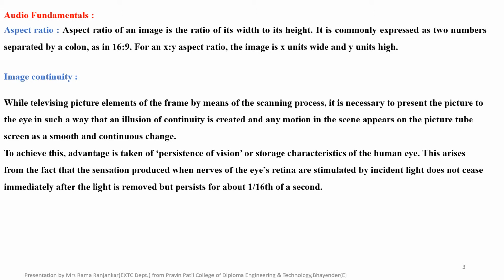Image continuity. While televising the picture elements of the frame by means of the scanning process, it is necessary to present the picture to the eye in such a way that an illusion of continuity is created and any motion in the scene appears on the picture tube screen as a smooth and continuous change. To achieve this, the persistence of vision is used. Because of this characteristic, the image remains on the nerves of the eye's retina for about 1/16th of a second, and this helps to create the image continuity on the screen.